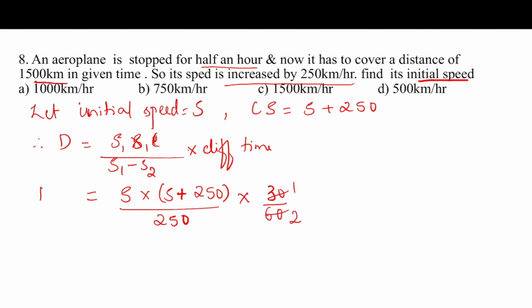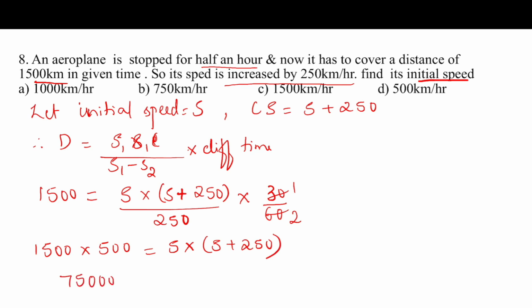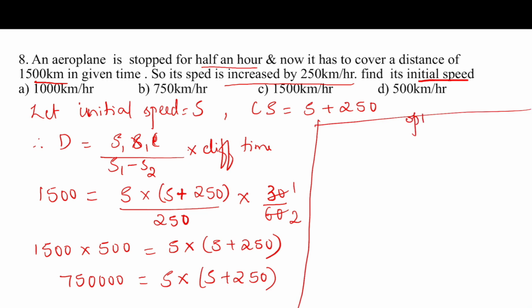So the distance we know is 1500. So it is 1500 into 250 into 2, which is 500. So that 500 will come here, which is equal to x into x plus 250, isn't it? So 15 into 5 is 75, and these 4 zeros, which is equal to x into x plus 250. Now again we'll try with the options method.